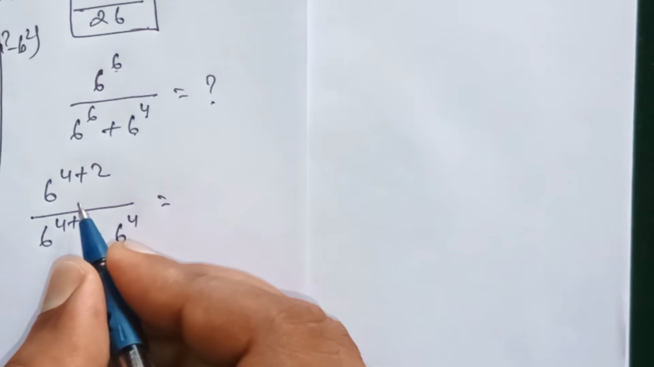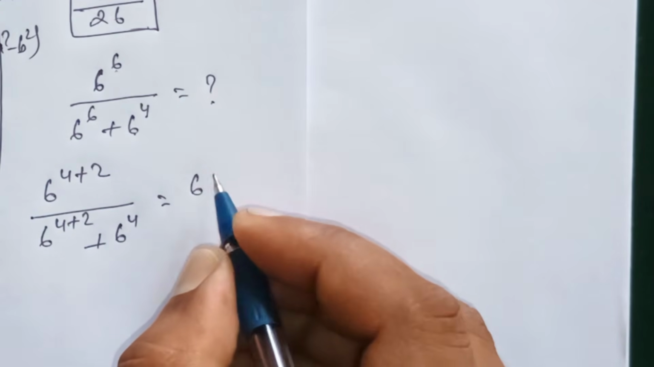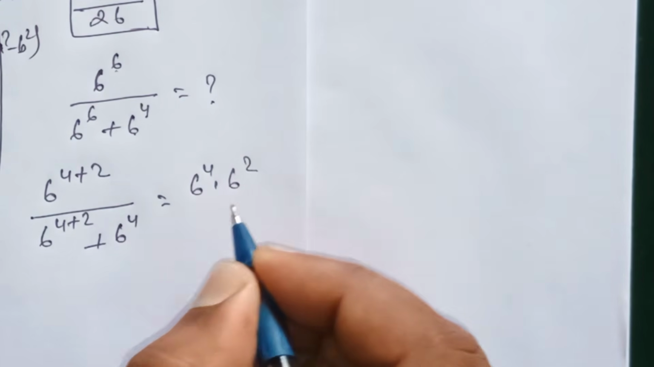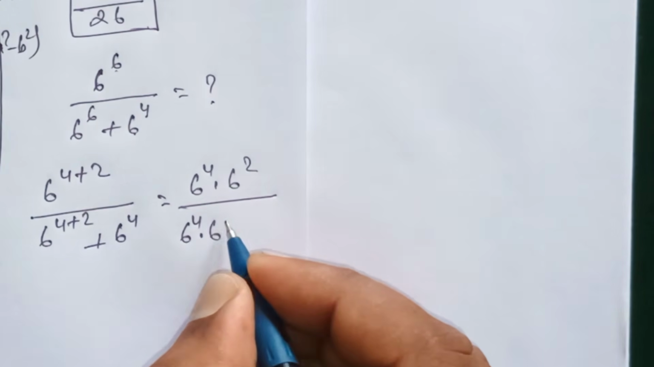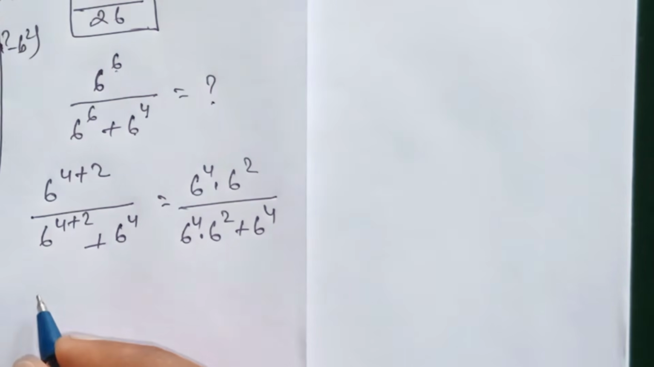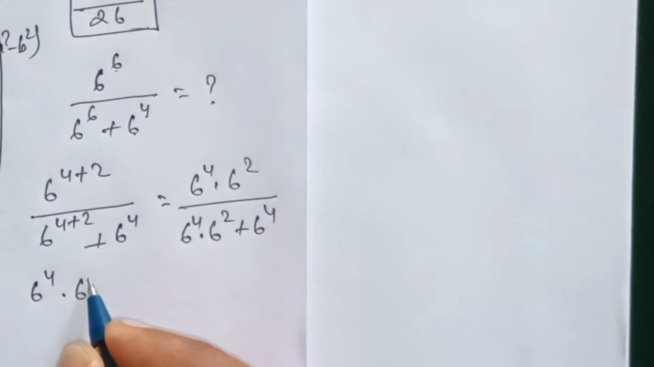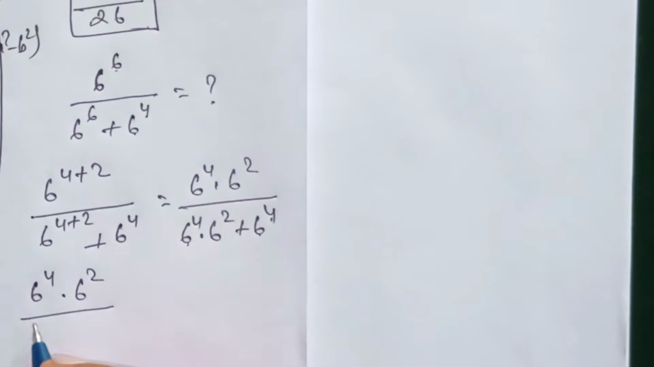Here is an algebraic problem, here the exponential rule applies. See here 6 power 4 into 6 power 2 divided by 6 power 4 into 6 power 2 plus 6 power 4. Here 6 power 4, 6 power 4, take common. Left it 6 power 2, here left it 1. So here 6 power 4, 6 power 4 cancel.